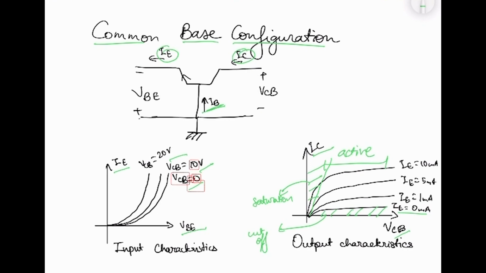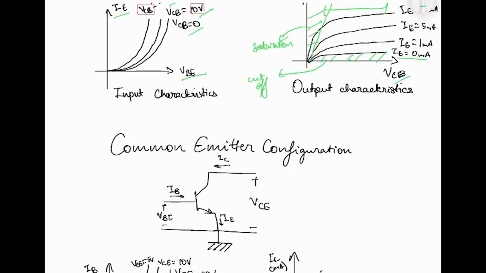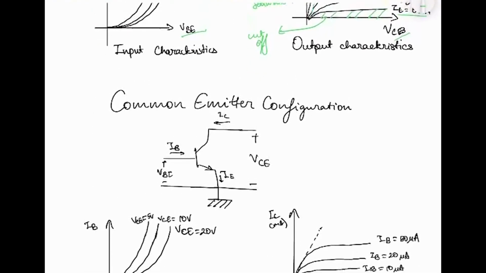Okay, now moving on to common emitter configuration. Here the input signal is applied to the base and the output is taken from the collector, and your emitter is common to both input and output.